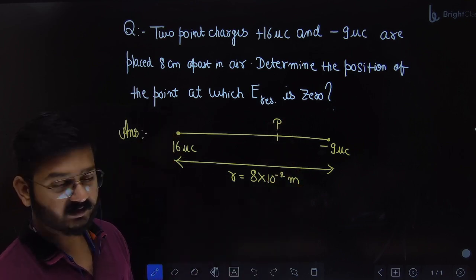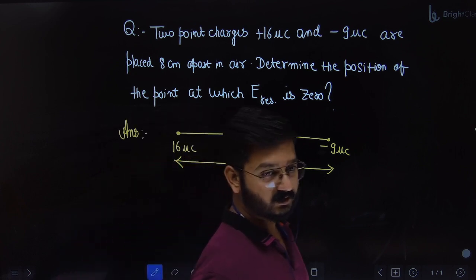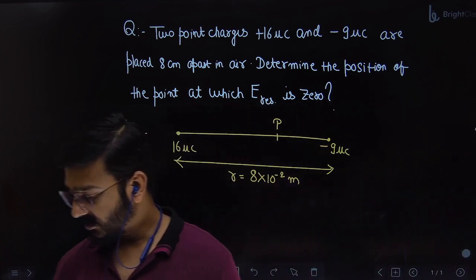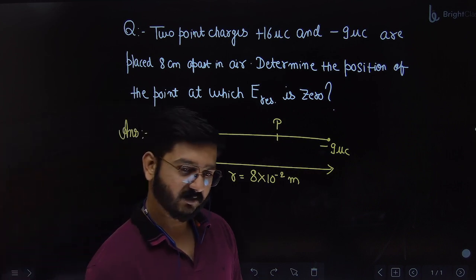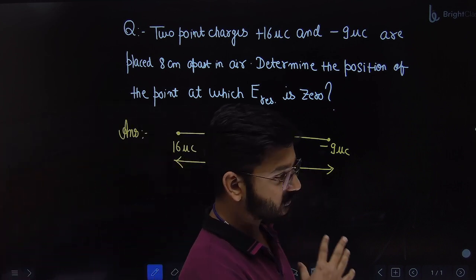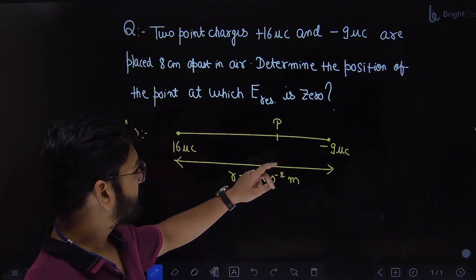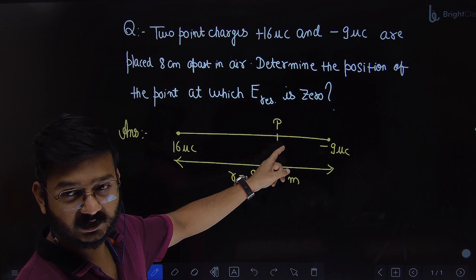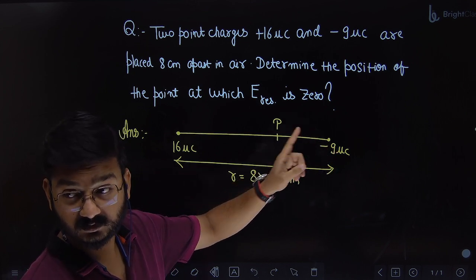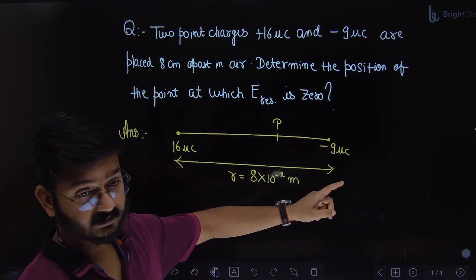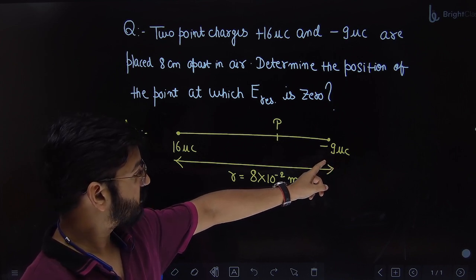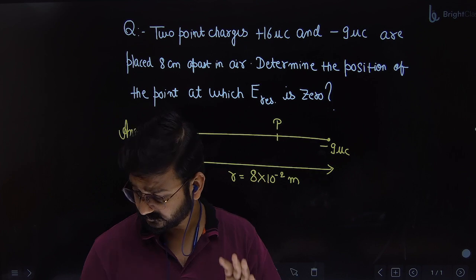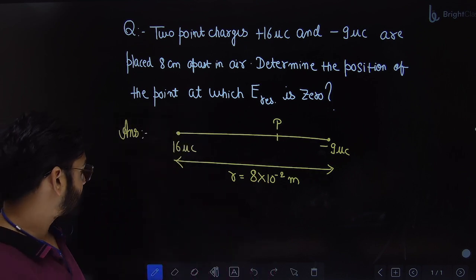If you remember what we discussed about the neutral point, all of you listen to me carefully, see on the board. Let us discuss the concept before we start the calculation, so you all can understand it. We discussed that the neutral point should always be closer to the charge of smaller magnitude. Which one has smaller magnitude? 9. So the neutral point should be closer to the charge of smaller magnitude. This is the concept. Now let's use the direction of electric field.